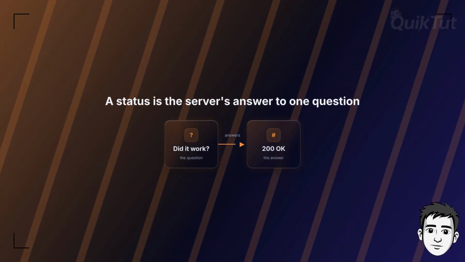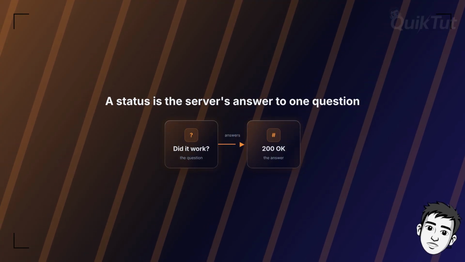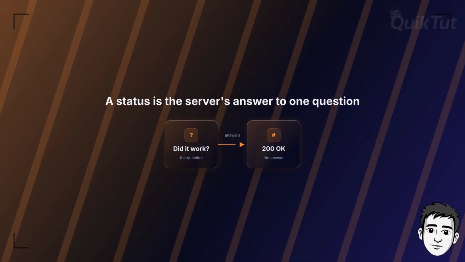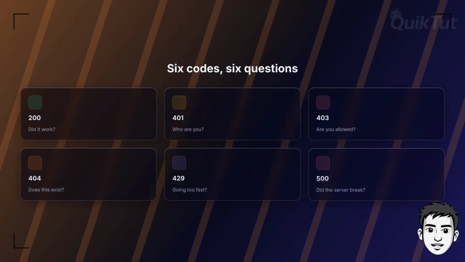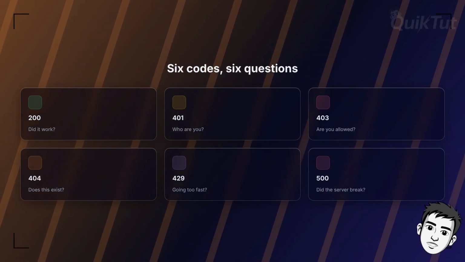Reframe it. An HTTP status isn't an error message. It's the server answering one specific question. 6 codes cover almost everything you'll see, and each one answers a different question.